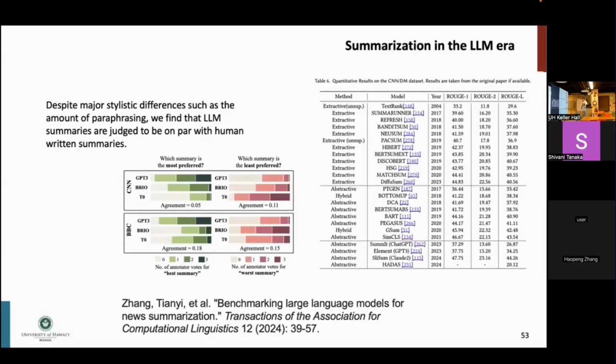And after GPT-3, we can see the LLM-generated summaries are already on par with human-written summaries. So here's some comparison between summaries by different models. You can see GPT-3 model summaries are already preferred by human beings compared to other summarization models. And also in terms of the ROUGE scores, the models also gain pretty solid ROUGE scores. And so that's how summarization shifts in the large language model era.